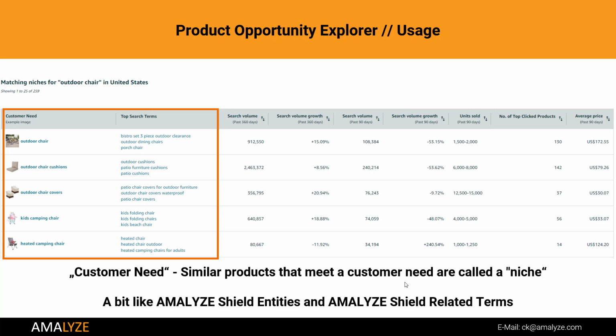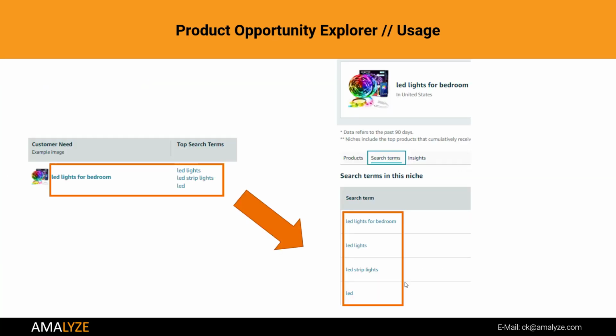Just let me explain. In the AMALYZE browser extension or in AMALYZE Shield, you will find nearly the same data in the part AMALYZE Shield entities and AMALYZE Shield related terms. So you don't need the Opportunity Explorer, and the Opportunity Explorer is limited to 20 top search terms. But let's talk about that in detail.